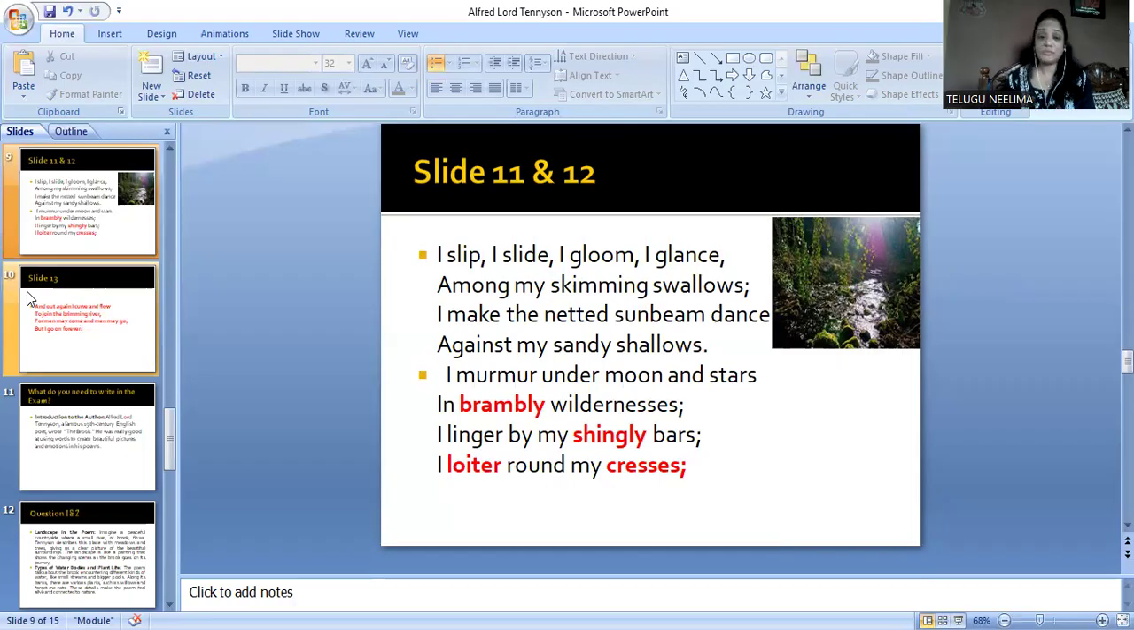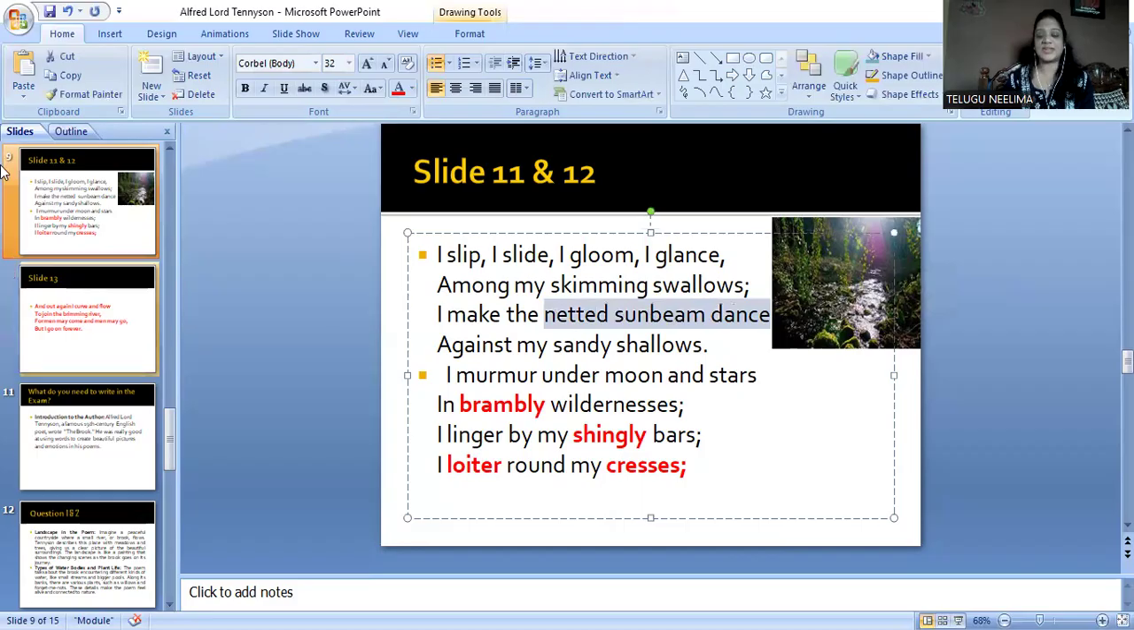And it says that I make the netted sunbeam dance. This is a question where you are going to answer. I make the netted sunbeam dance. Look at this picture. When the sun rays fall on the water, with this flow of water, the sun rays are also flickering. I mean, dancing. That is what it is trying to say.